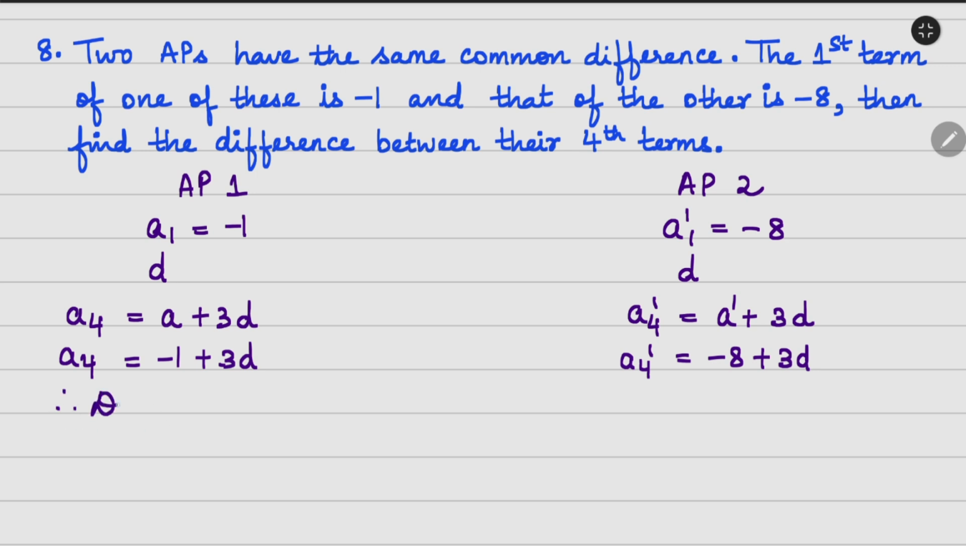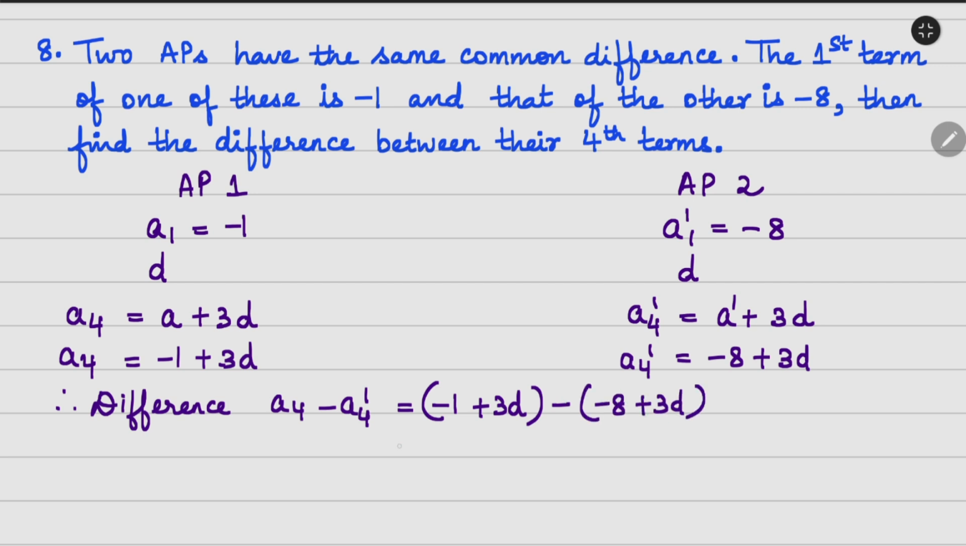So therefore, the difference, that is A4 minus A4 dash, will be equal to, just subtract minus 1 plus 3D. This is the first one minus the second one, minus 8 plus 3D. So you have got minus 1 plus 3D, minus into minus is plus 8, minus into plus is minus 3D. Again, plus 3D minus 3D would get cancelled. 8 minus 1 is 7 and that's your answer. So the difference between their fourth term is plus 7. Okay, please make sure you do it.